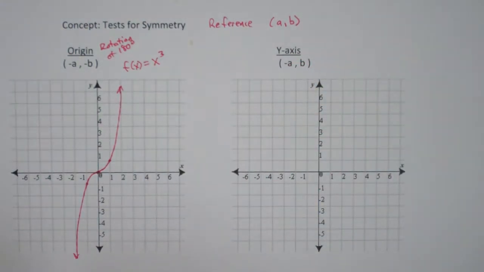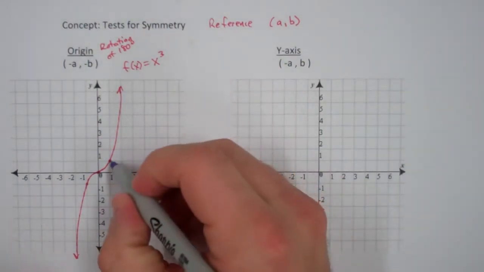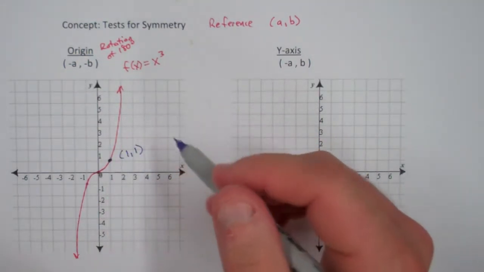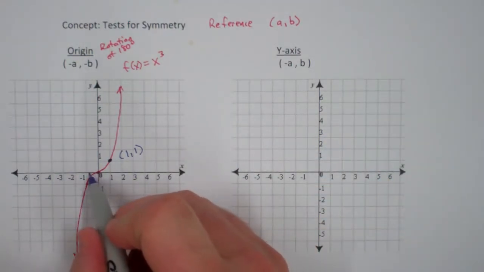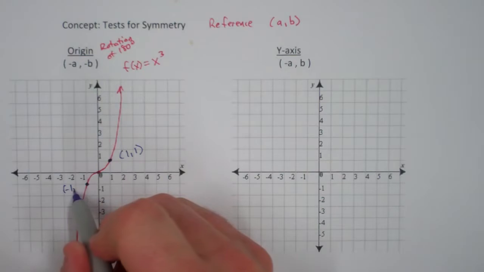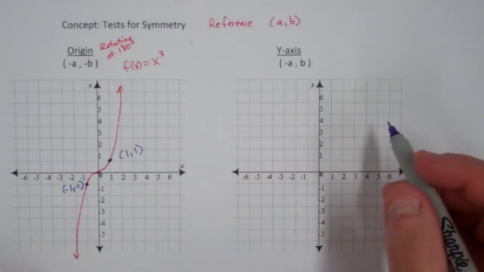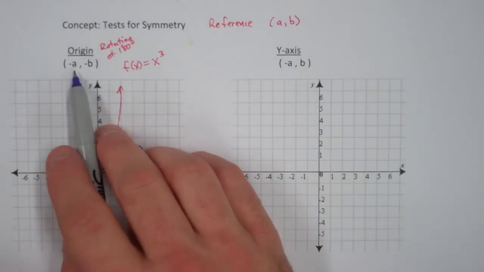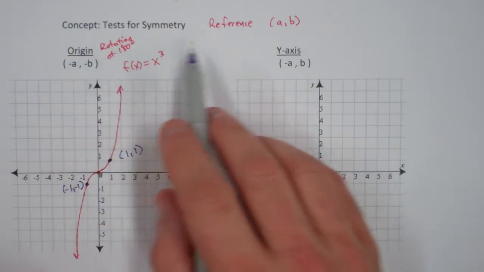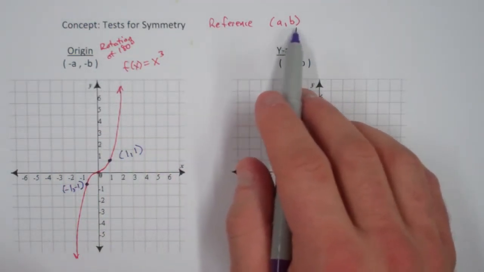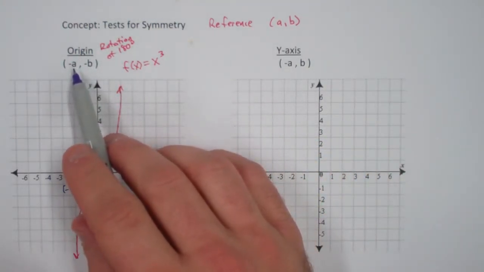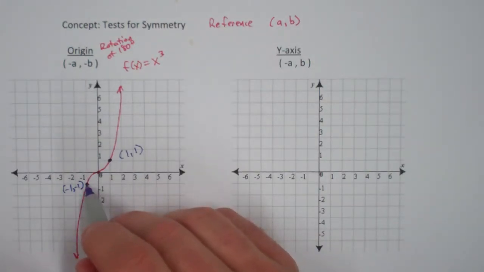If we're looking at a point, let me select a point here, this point right here. It's 1, 1. If this function is symmetric about the origin, then the point negative 1, negative 1 is also on the graph. So the test point for the origin is going to be negative a comma negative b. Remember, we're always referencing an x and a y. And then if this function displays symmetry about the origin, then also negative a, negative b will be a point on the graph.